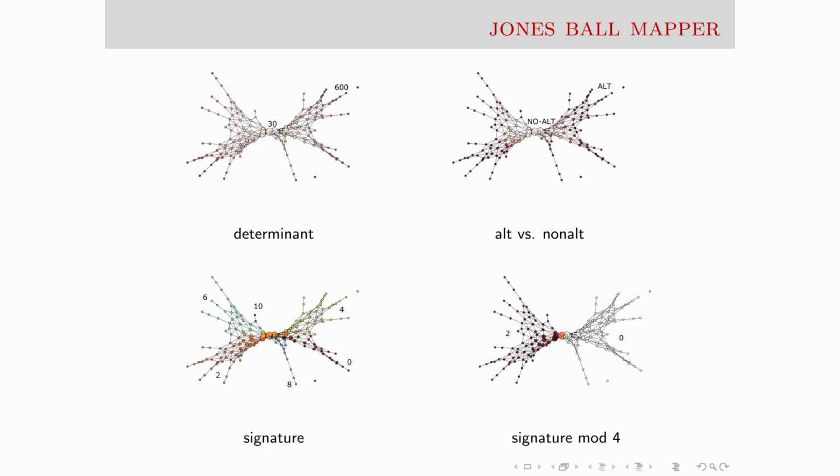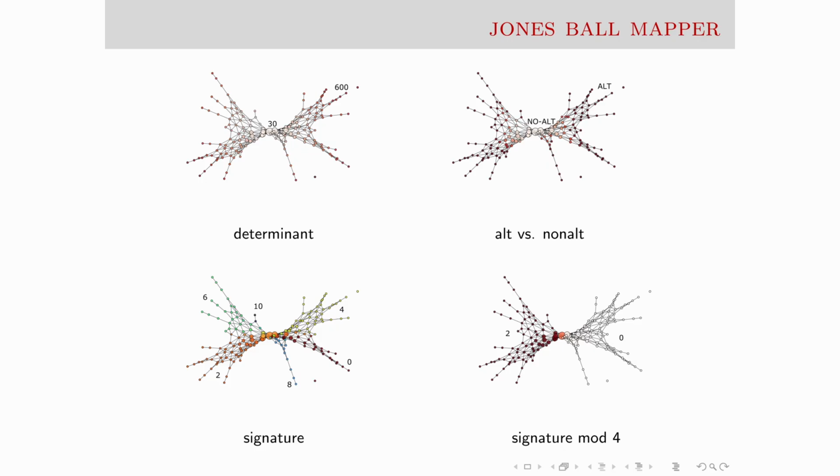Again, just stay with me, I'll get back to this, but we can color the Jones ball mappers with other invariants. For example, this is coloring by the determinant. It's not showing very well, but the values of the determinant grow as you're moving away from the central node. Here you can see that there's a small but very important, go-to class of knots called alternating knots. They're all the way out here in the flares, but in the middle there's a mixture between alternating and non-alternating. And if you color by signature, you can see that there are certain flares: this is 2, this is 6, this is 10, and on the other side, again this is an arbitrary embedding, but 8, 0, 4.